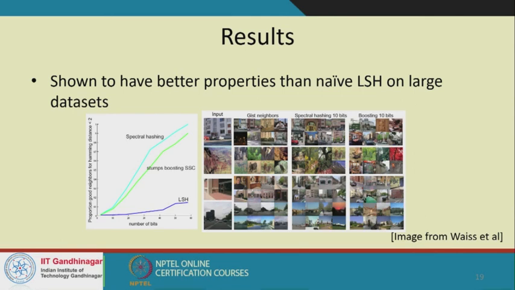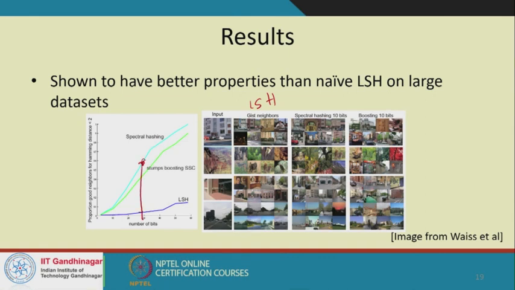Here is another plot taken from the paper, in which they take a pretty large data set called the LabelMe data set, and they compare naive LSH, which is the naive LSH algorithm, against spectral hashing with only 10 bits, and yet another machine learning algorithm. We are plotting the number of bits versus the fraction of good neighbors that fall within a Hamming distance of 2. In some sense, a recall at 2. It shows that the recall for spectral hashing is much, much higher than that of LSH.